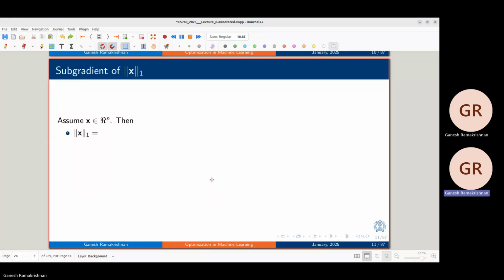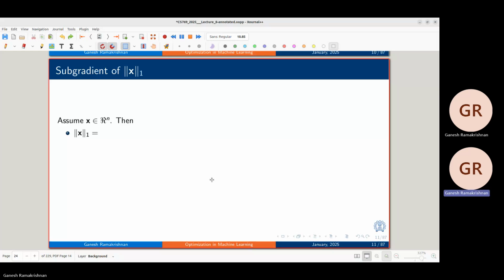Yes, there's 2x, one norm of x. I want to look at the subdifferential. What is the subdifferential of one norm of x? How do I write one norm of x? Is there some creative way of writing one norm of x? Can I write the one norm of x as a max?